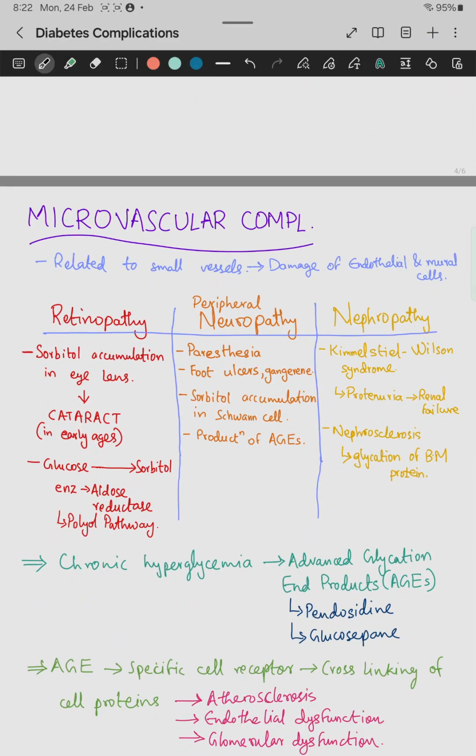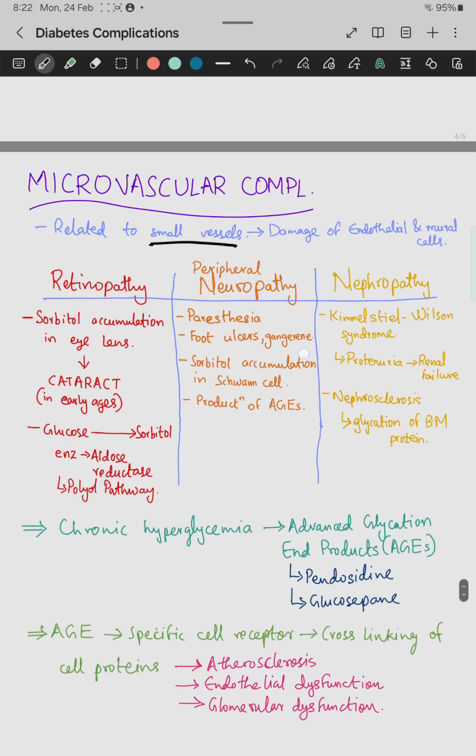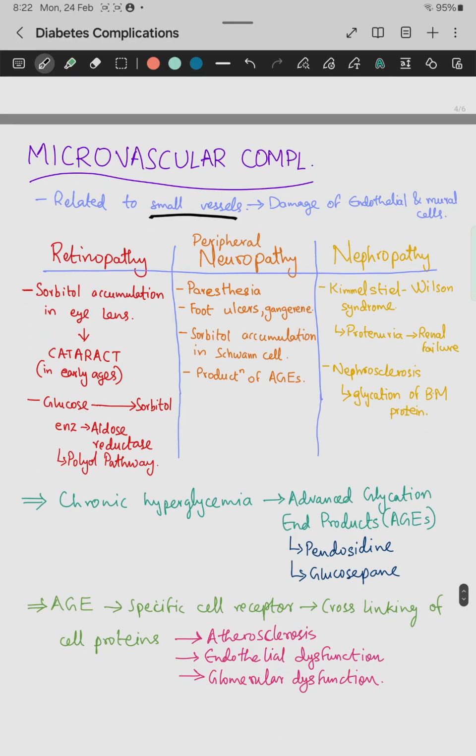Now coming into the chronic complications, the first one is microvascular complications. It is related to the small vessels, and the complications are seen due to damage of the endothelium or mural cells of these small vessels. There are mainly three complications: retinopathy, peripheral neuropathy and nephropathy.